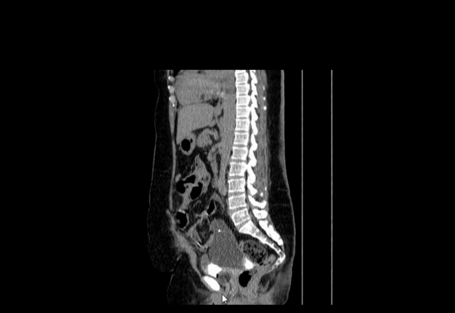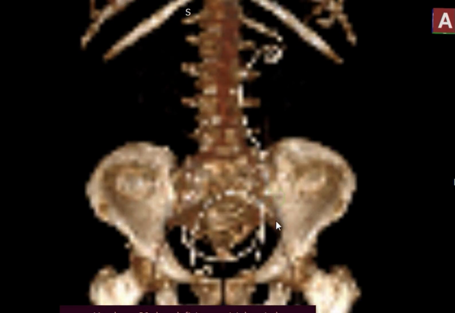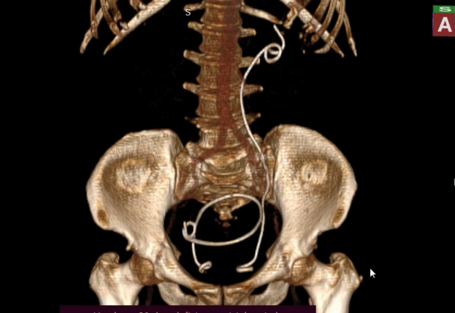Urine. Yes. Why urine? Because of the extravasation of the contrast from the bladder into the posterior. Where is the extravasation? From where? I mean, what do I tell the surgeon? What do you see here? What's going on?